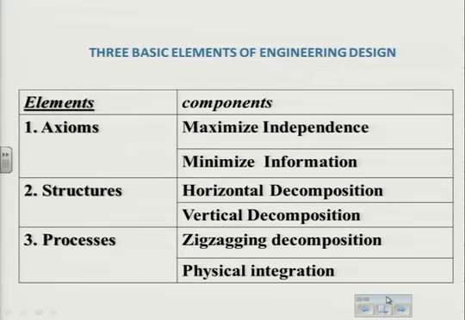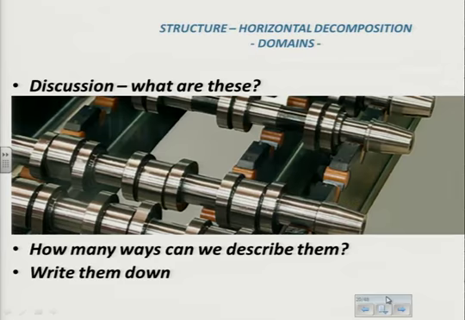So here they are laid out: the axioms, structure, and processes. That's the decomposition of axiomatic design, or at least the way I like to do it for teaching. Axioms: maximize independence, minimize information. Structure: horizontal and vertical decompositions. Then zigzagging decomposition and physical integration are the two parts of the process. All right, let's move along. We've introduced the axioms, and we'll be talking in much more detail about those as we go forward.